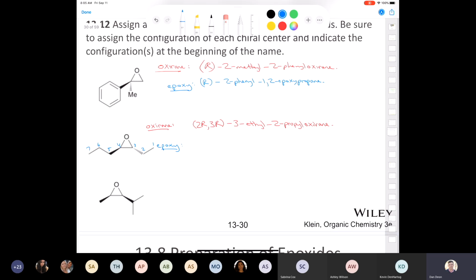There we go, 5, 6, 7. So this is some kind of 3, 4 epoxy heptane. So we'll write that down. It's a 3, 4 epoxy heptane, like that. And the good news in this one is that we've already gone ahead and determined the stereochemistry of both of these stereocenters, but they're at carbons 3 and 4 when we name this as an epoxy. And so this is 3R, 4R, 3, 4 epoxy heptane.